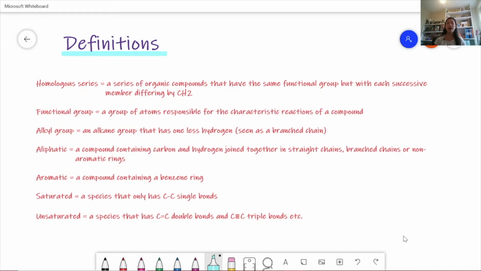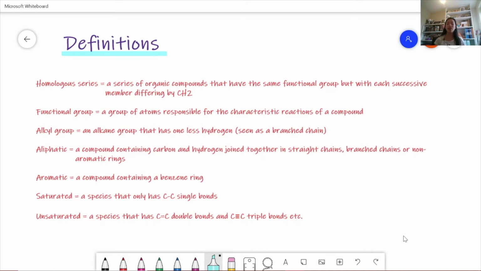The definition of aliphatic is a compound containing carbon and hydrogen joined together in straight chains, branched chains, or non-aromatic rings. The meaning of aromatic is just the name for a compound that contains a benzene ring, and we'll be looking at that quite a lot later in the benzene subtopic. And then the definition for saturated is a species that only has carbon-carbon single bonds, for example, an alkane.